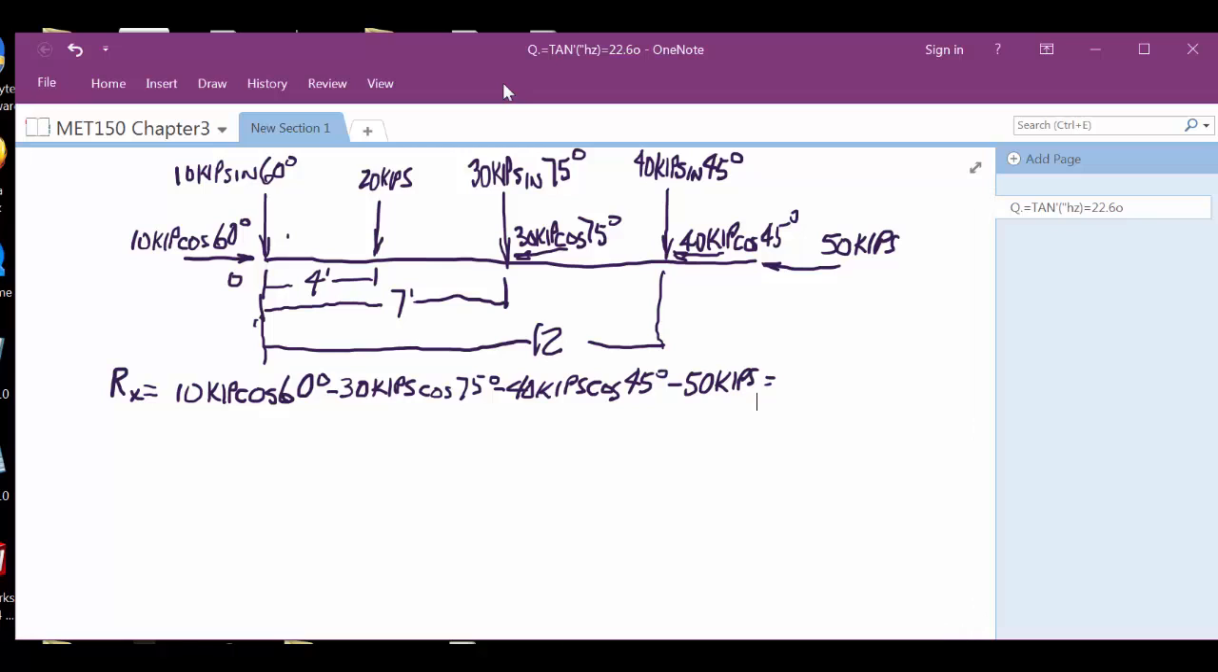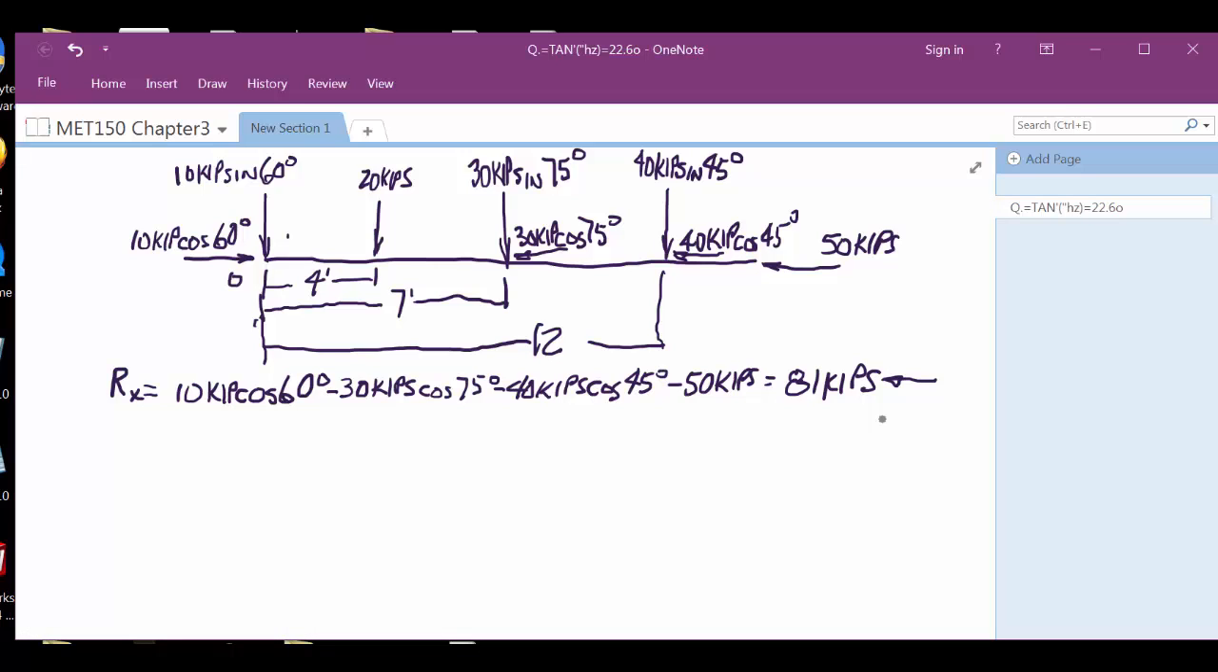Is that right? Now, the book says negative 81 kips, but if it says negative, that means it's going to the left. Well, I don't agree with that. It's just 81 kips going to the left, or negative 81. That's how I knew it was going to the left, because that value comes out negative, right?